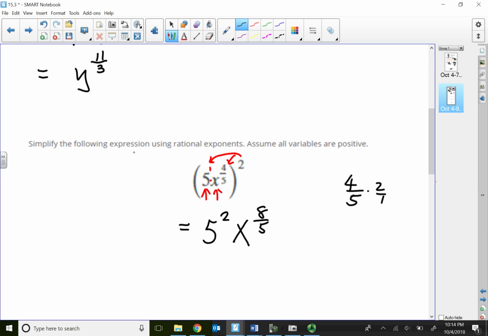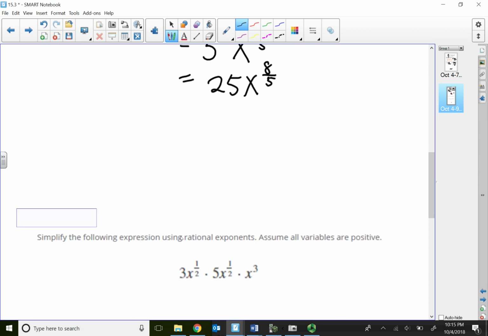All right, simplify the following expression using rational exponents. So we need to write our final answer as rational exponents. So 5 squared is just going to be 25. This fractional exponent cannot be reduced, so let's leave it as x to the 8 over 5 power.